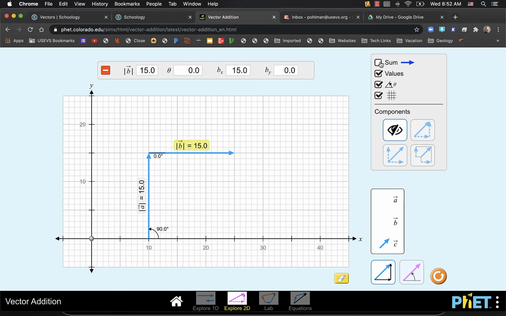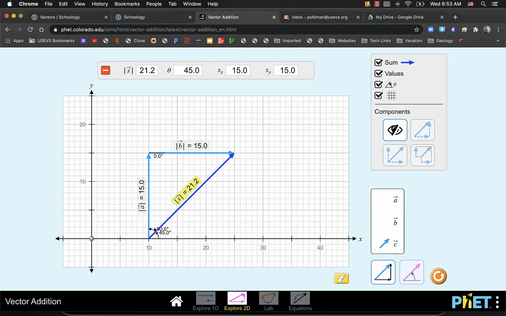Now, if we added them together, what do we end up with? Well, we end up with the resultant vector. Now, we would use the Pythagorean theorem. We'd have right here, c squared equals a squared plus b squared, and that's where they got the 21.2. And then we could use SOHCAHTOA. We'd have tangent theta equals opposite over adjacent to figure out what the internal angle of this would be.